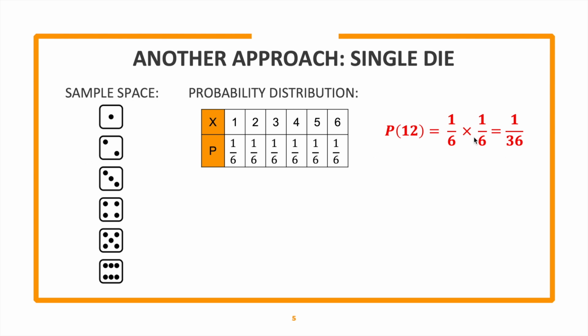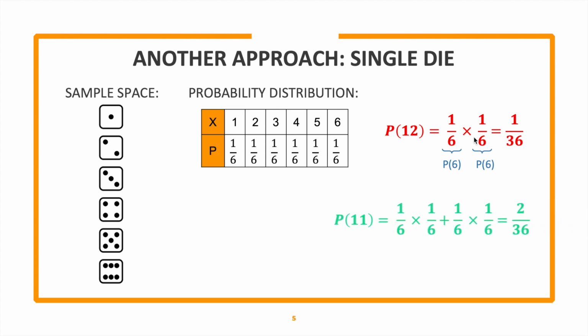If we want to calculate the probability of 12, we would take the probability of getting a 6 and multiply it by again getting a 6. In both cases we have 1 over 6, we multiply it by 1 over 6 and we get 1 over 36.